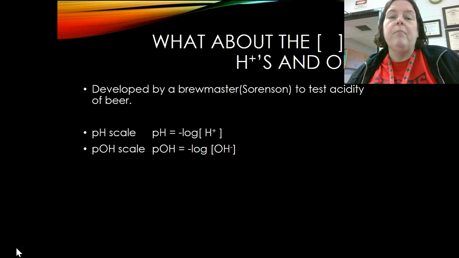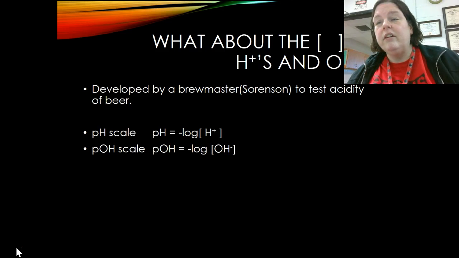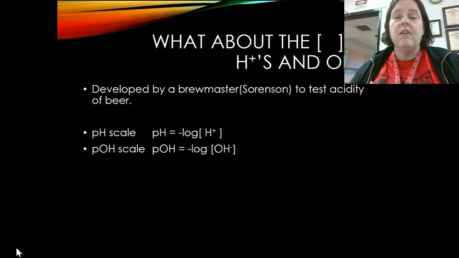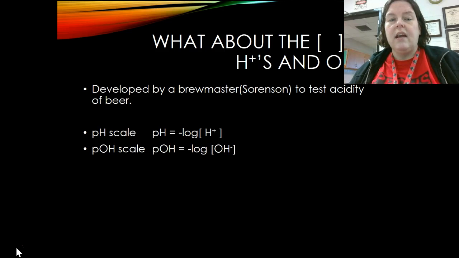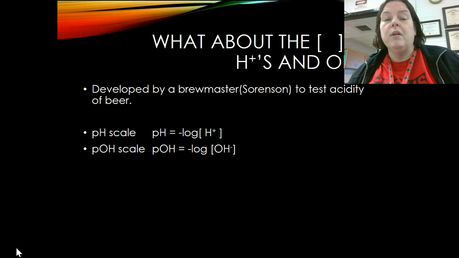So this was developed by a brewmaster to test the acidity of beer because remember, you want beer to be nice and mellow and it's got to taste good and all this stuff. So this guy came up with this scale and this idea of pH and pOH. And here are the formulas for that. pH is the negative log of the H plus ion. pOH is the negative log of the OH minus ion.